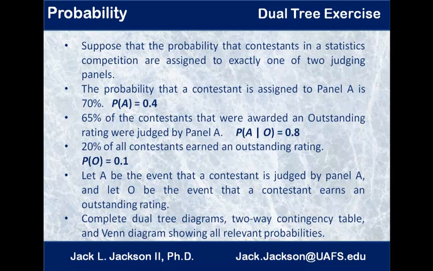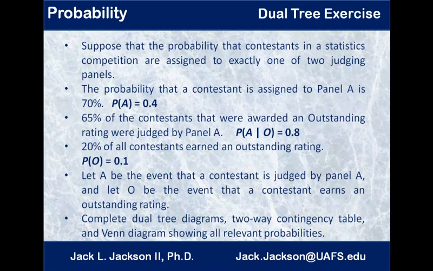So let's have you do an exercise that is just like the one we just did, just with some different numbers. So we're going to suppose that contestants in a statistics competition are assigned to exactly one of 2 judging panels, A or B. The probability that a contestant is assigned to panel A is 70. This should say, let's go with the bold numbers here, 0.4, 40%, and 80% or 0.8 for the outstanding. So ignore the light numbers, go with the dark numbers.